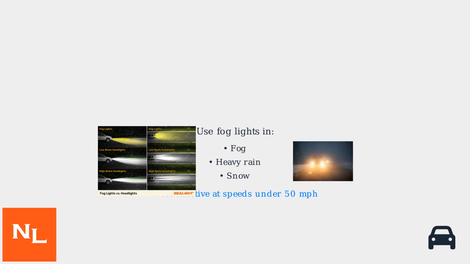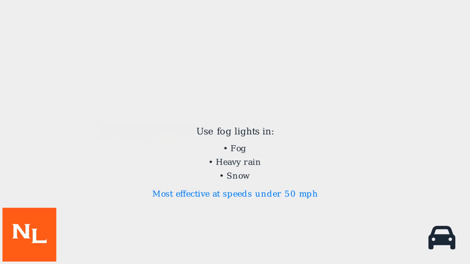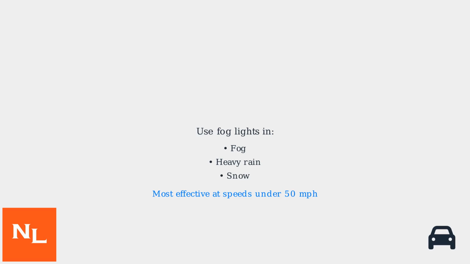In foggy conditions, fog lights create a wide, low beam that penetrates the fog better than regular headlights, as shown in these examples. During heavy rain or snow, the low positioning helps illuminate the road surface without reflecting back glare.